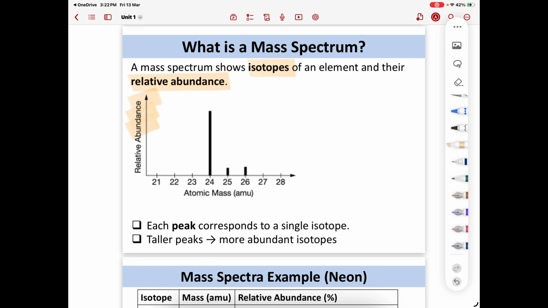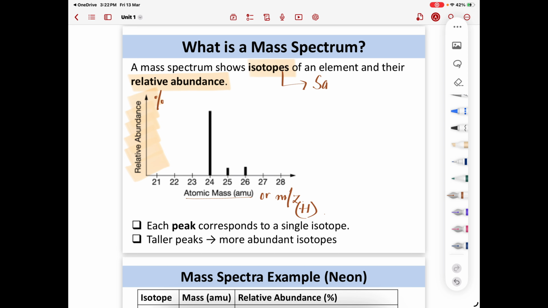On the y-axis you have relative abundance. Most of the time it is given as a percentage, and over here you have atomic mass unit, or sometimes it is mass to charge ratio. Z is the charge, and the charge is +1 for your level. So it's simple. Over here there's one more term, isotopes.